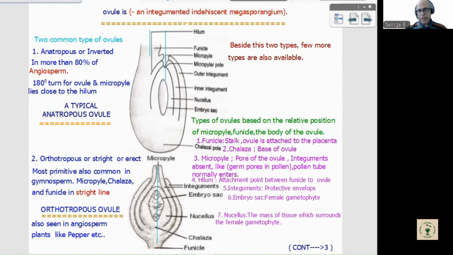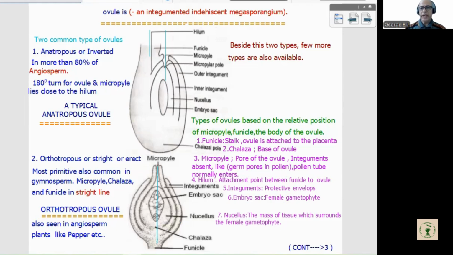A similar comparison we studied in the previous case, germ pores in pollen grain. And what is the function of micropyle? Through this micropyle, the pollen tube finally enters. Fourth one is hilum. Hilum is the attaching point between funicle and ovule. So funicle to ovule is connected by a point called hilum.